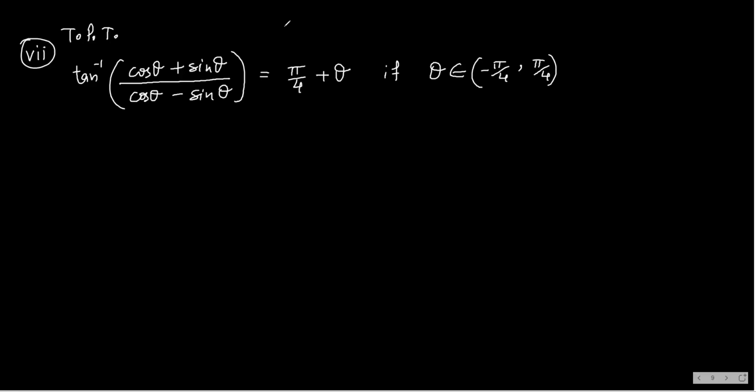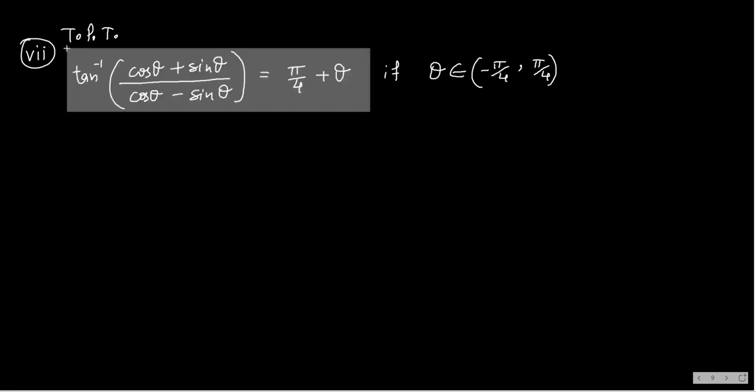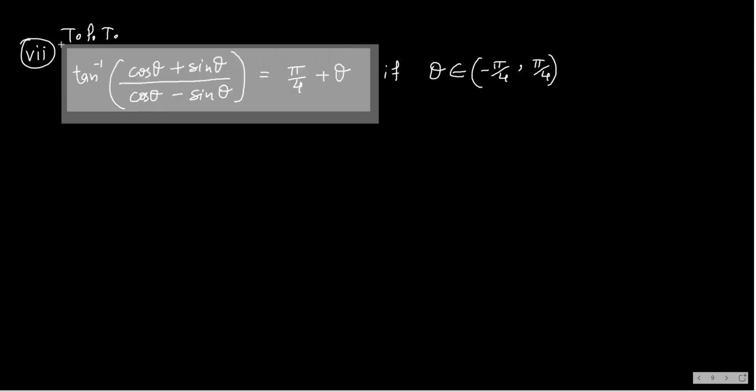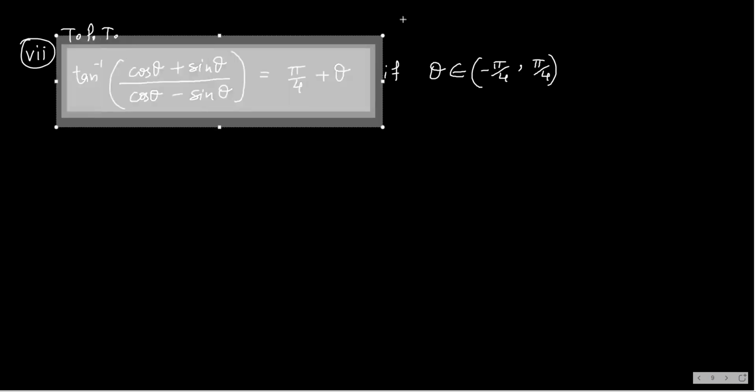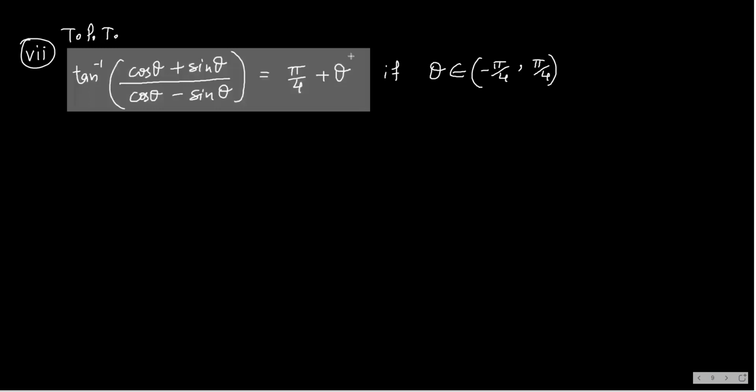Question number 7. In this third question, we are proving left hand side equals right hand side. So there are several sub questions. Now we are on to 7th. See, the 7th question, we have to prove that tan inverse of cos theta plus sine theta upon cos theta minus sine theta is pi by 4 plus theta. Okay, we have to prove this.